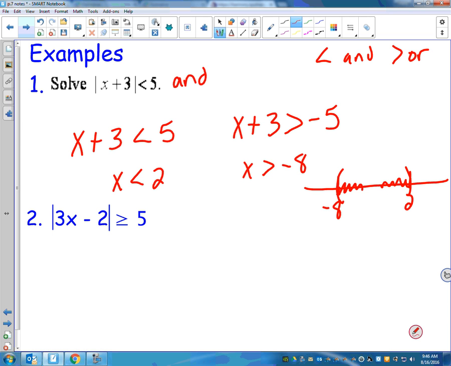So maybe you have to know that it's an and, because if you thought it was an or, that would be one of those weird cases like we did the other day that fills up the whole number line, right? So I think you really have to know.